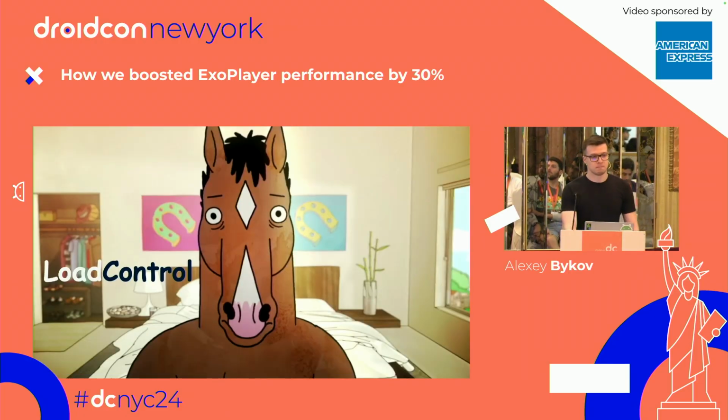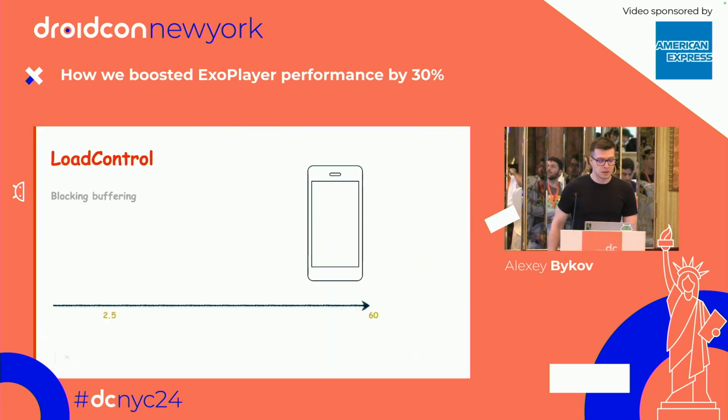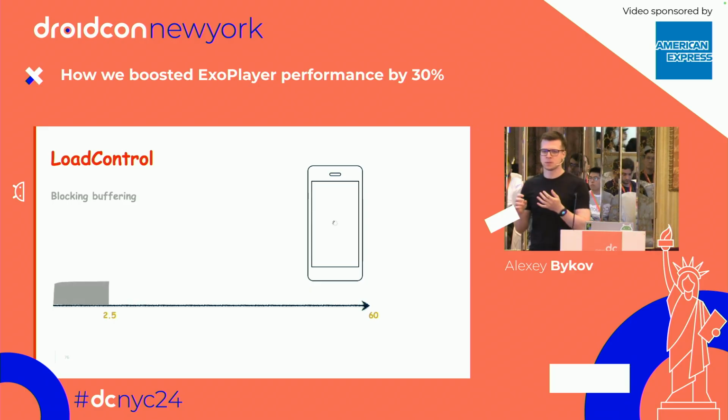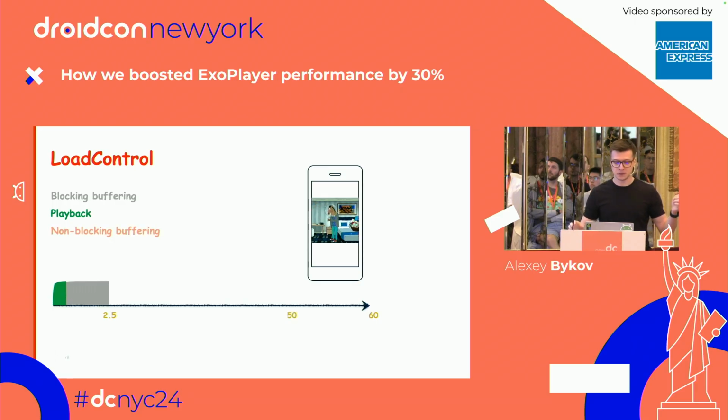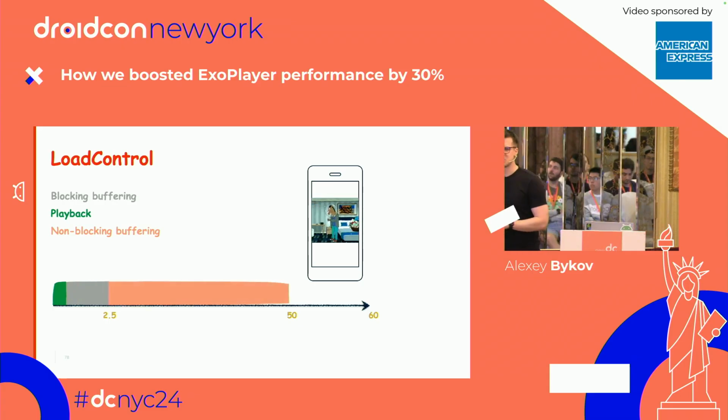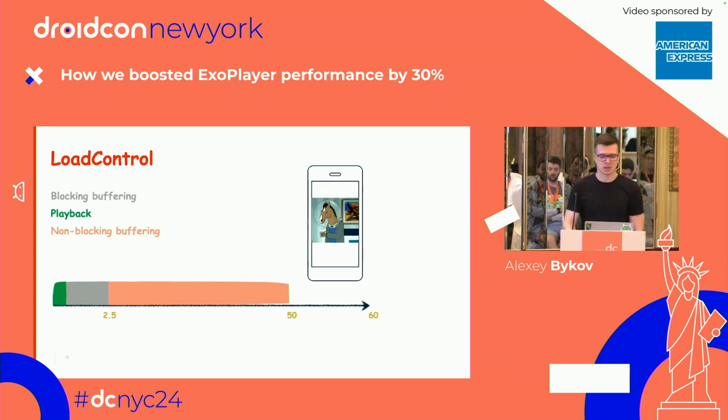Next one is load control. Whenever we start video playback, first load control is going to be doing some blocking buffering, the buffering that basically the user 100% is going to observe. By default, it's 2.5 milliseconds. Then, once 2.5 milliseconds are loaded, playback is going to be started, but the buffer is going to be backfilled by something called non-blocking buffering. The difference between them is that non-blocking buffering in most cases should not be displayed to the user. It's something that's happening in the background while the video is able to play.